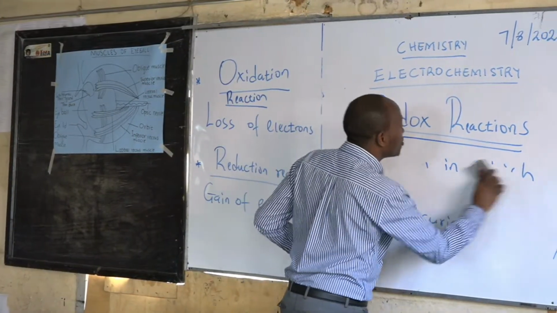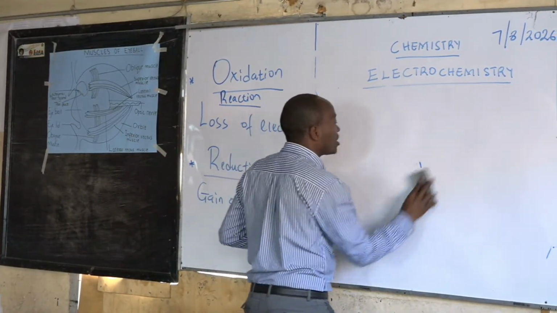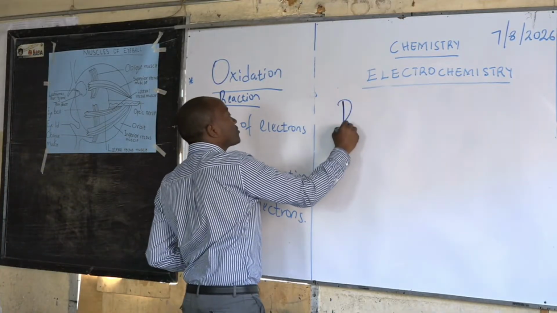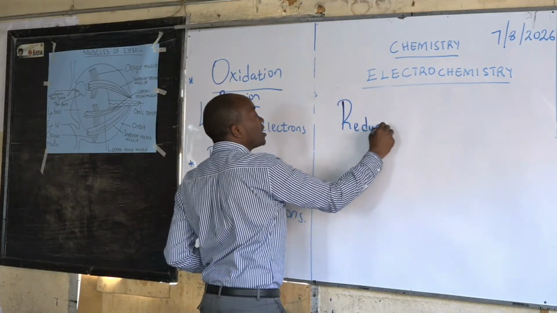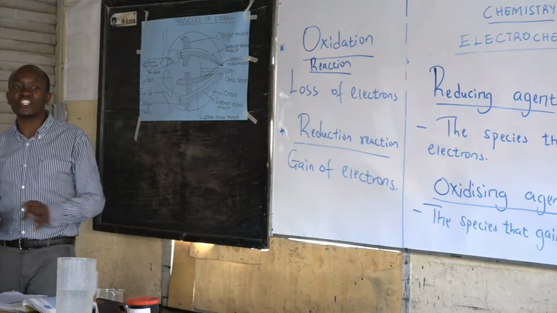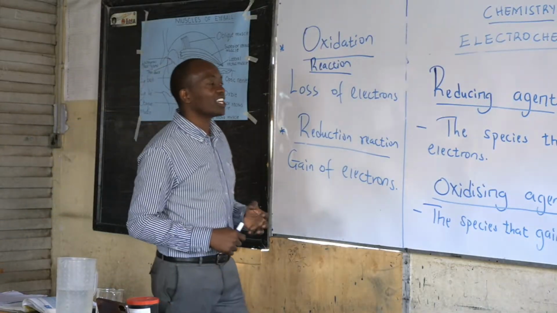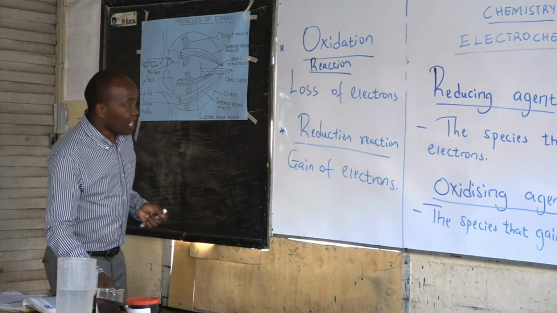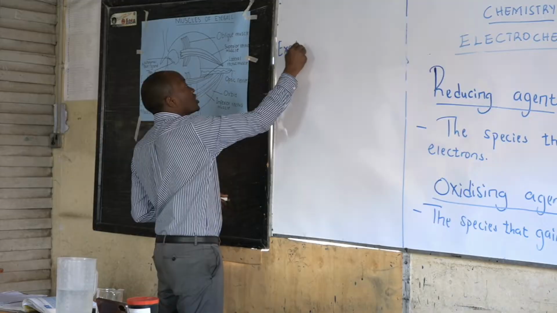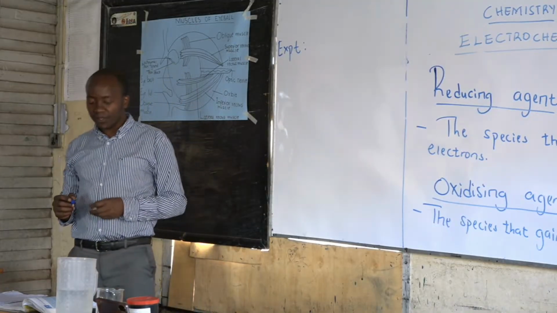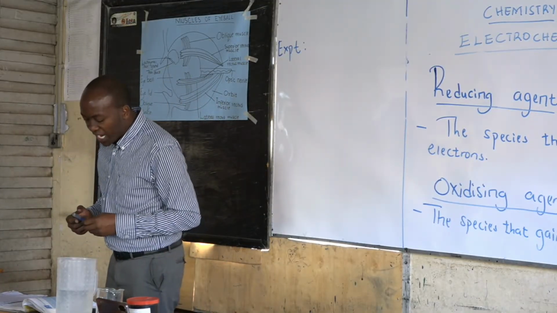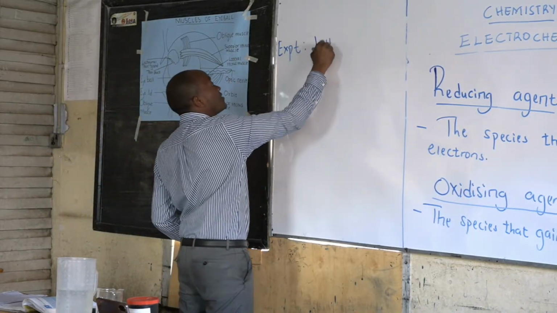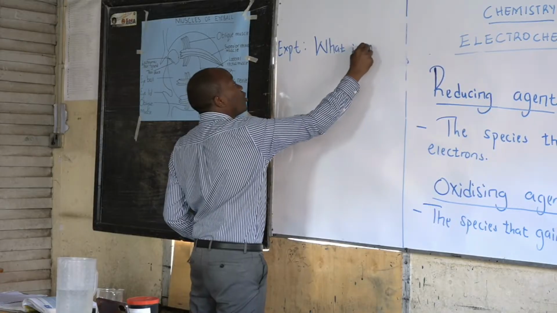Let's talk about reducing agent and oxidizing agent. Demonstrate oxidation and reduction, in other words, a redox reaction. Now, we're going to ask ourselves a question: what is observed when iron filings are added to copper(II) sulfate solution? What is observed?